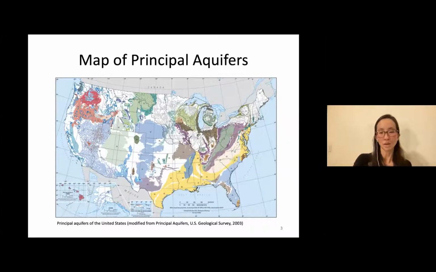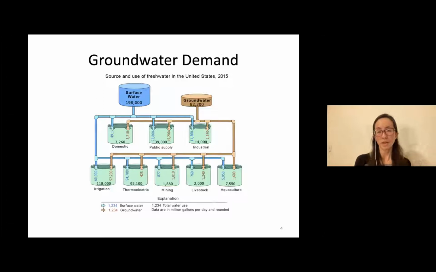You have the Ogallala Aquifer System, number 11 in blue in the Midwest, Central United States. And then in Florida, you have the Floridan Aquifer, the tan one, and that provides the overwhelming majority of drinking water to Floridians. So groundwater is a very important resource for industrial use, agricultural use, and public supply.